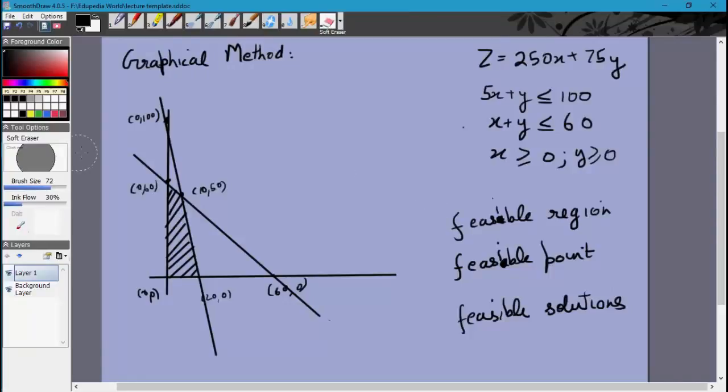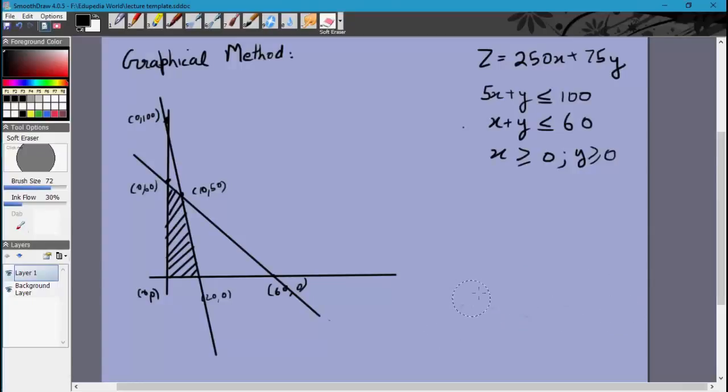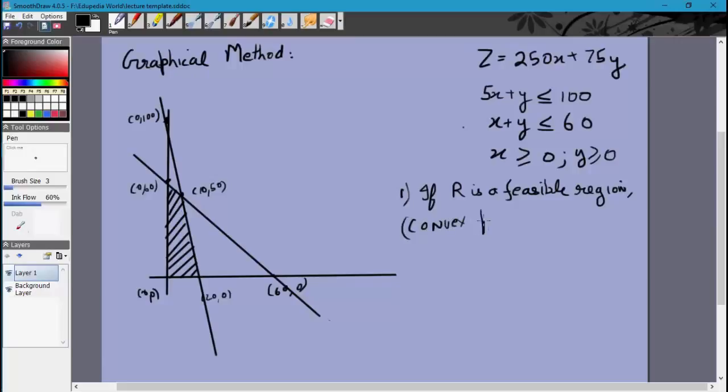So I'll just rub the unimportant part. These are just the definitions which I'll use again and again. So there are 2 theorems which will be important. The first theorem says that if R is a feasible region, and generally it will be a convex polygon. Here we have a quadrilateral, 4 vertices. So whatever it is, it could be a pentagon or something else, a convex polygon.